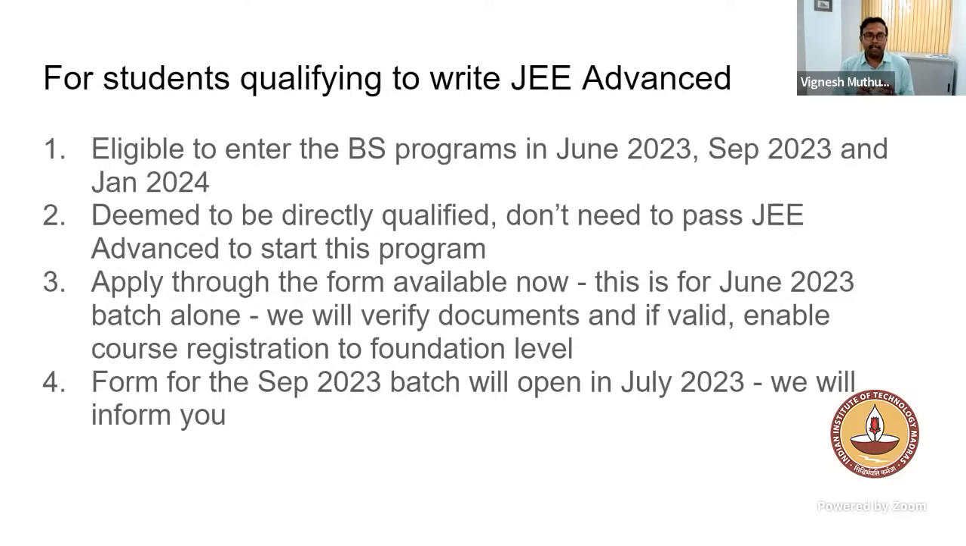As I was mentioning, there are 3 batches which happen every year. So if you are interested in starting the program in June of 2023, then you can fill the form and submit it with the details required. We will verify the documents, and once we confirm that the documents are valid, we will enable course registration to the foundation level. So what is the foundation level? What are the courses there? We will talk about that. There are 8 courses, and we will go into details of that foundation level.